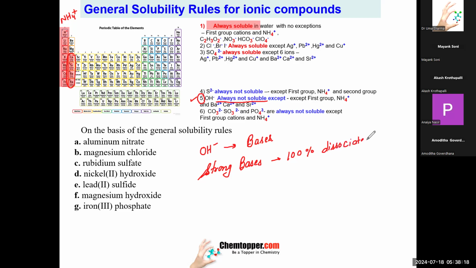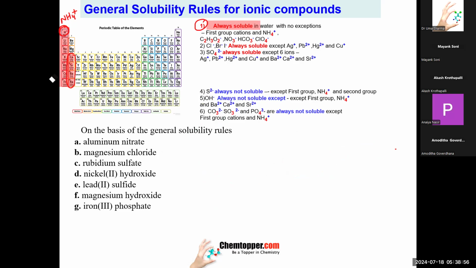Similarly with strong acids. Remember I was using strong acid as SA, strong electrolyte as SE. So strong electrolytes are 100% dissociated and are soluble. Acids are always soluble, whether they are strong or weak. See rule number 1. First group cations. So hydrogen comes in first group. They're always soluble. All acids are soluble, right? Okay, now we are moving to the next.